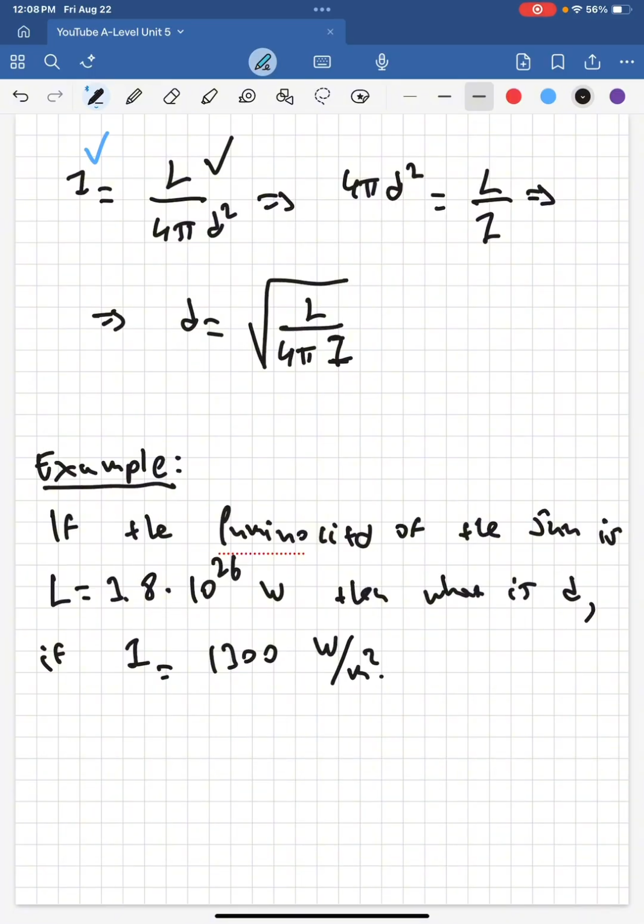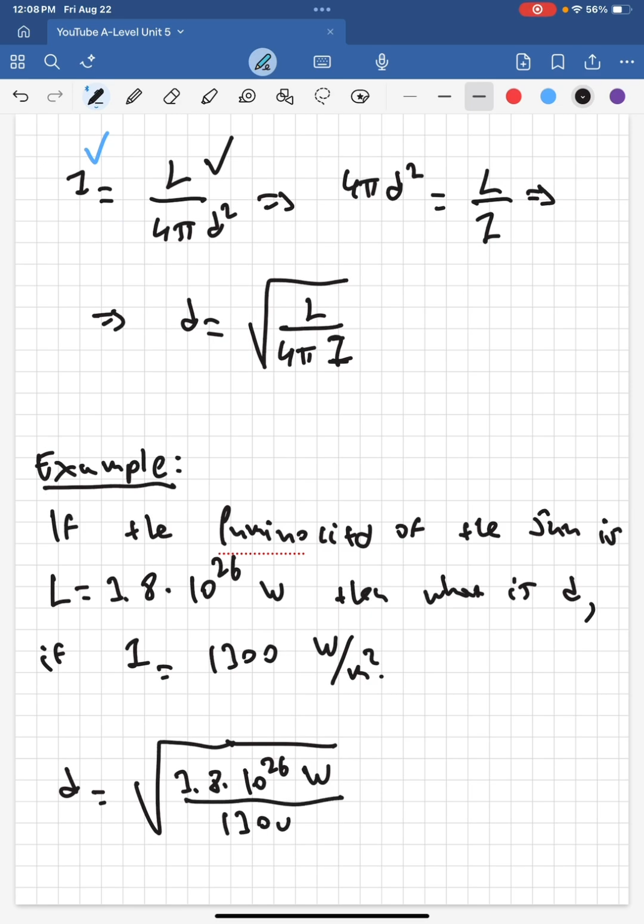We will just plug into this formula. d is simply the square root of 3.8 times 10 to the 26 watts over 1300 watts per square meter. So watts cancel, and don't forget the 4 pi, I almost forgot. If we do that, we find 1.53 times 10 to the 11 meters, which is also known as 1 astronomical unit, which is something we will talk about next.